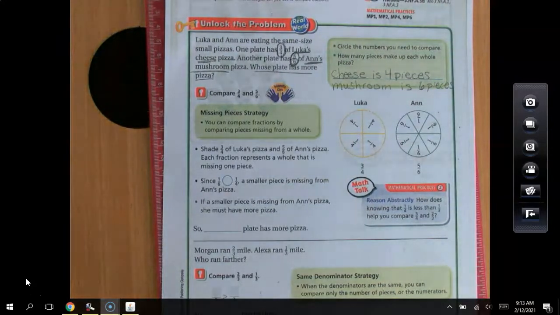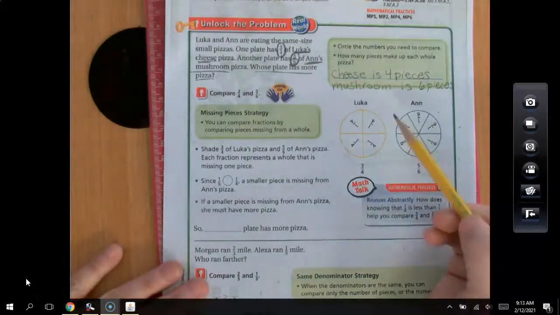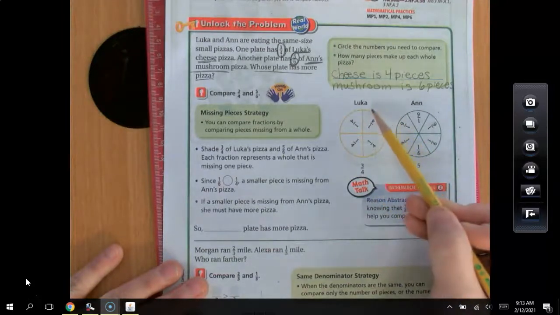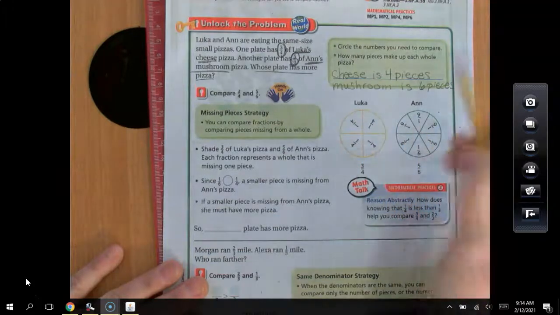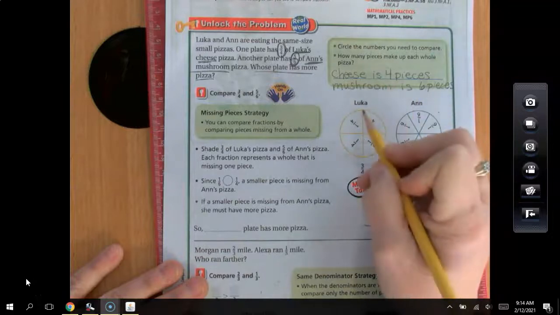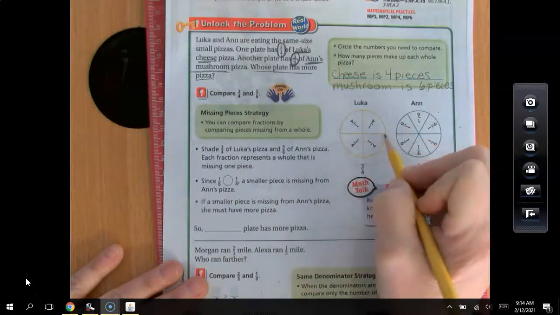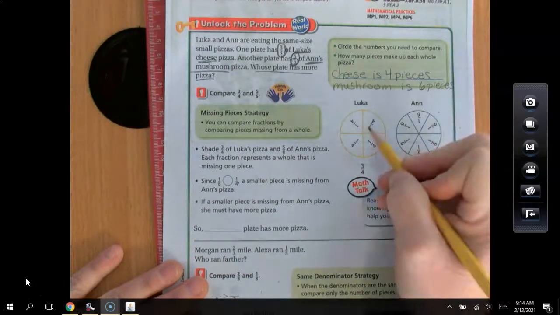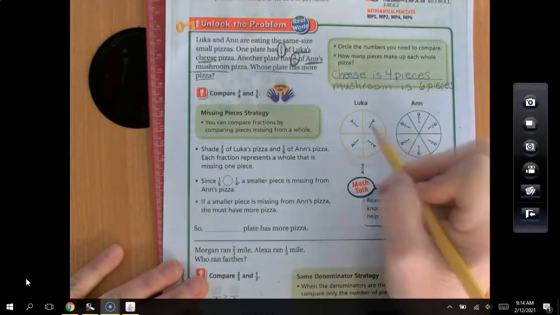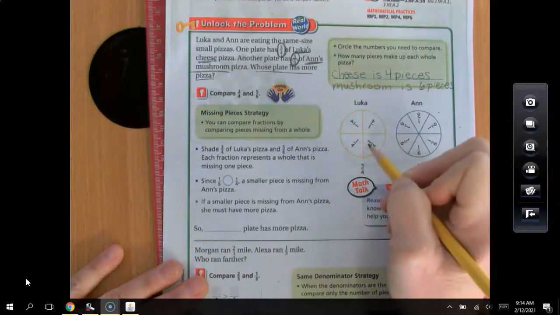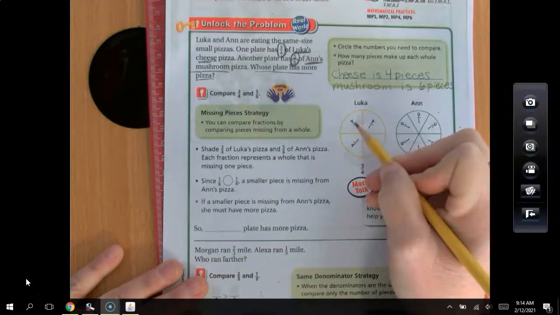Now, I'm going to show you a few strategies in order to find out whose plate has more pizza. One of the strategies that you can use is to draw a picture. So here we have Luca. They drew a circle pizza, and we know that Luca had 4 pieces. So they broke this circle into 4 equal pieces, and each piece would be 1/4. That's where they get the fraction 1/4. This is 1 piece out of 4, 1 piece out of 4, and so on.